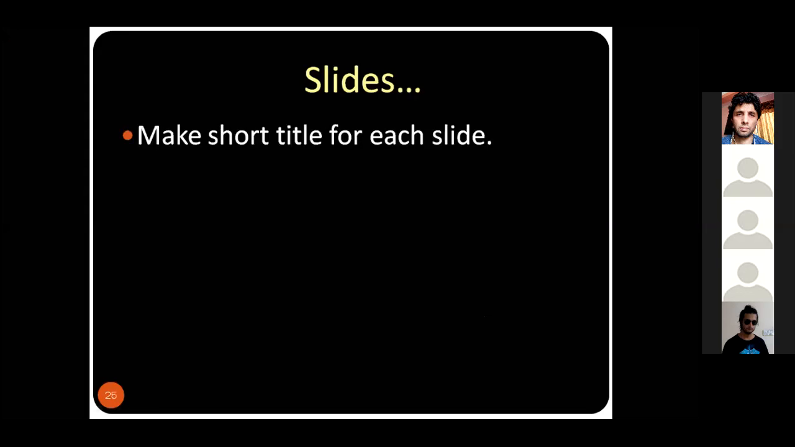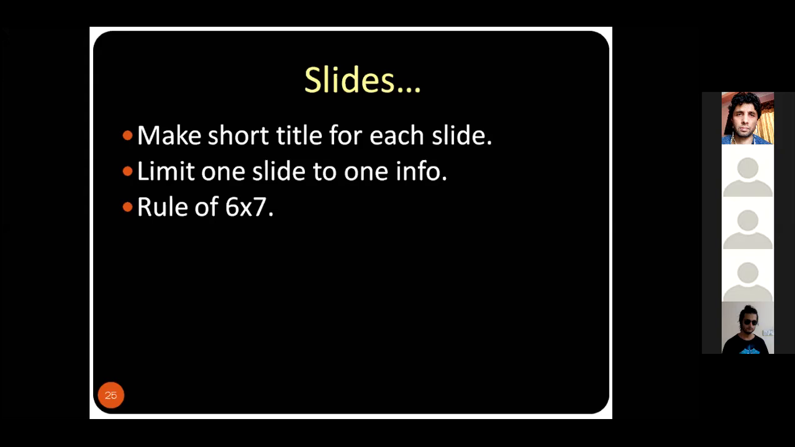Okay, about making slides, always make a short title for each slide. There is no such thing as headless. Our specialty is related to head and spine, so we have to have a head. So every slide should have a title. There is no such thing as a titleless slide. And in one slide, we should have only one piece of information. Like one slide should have the history of the patient, another slide the examination, another the investigation, and another the management, if you are going to talk about a case history. So in one slide, you limit to one piece of information.